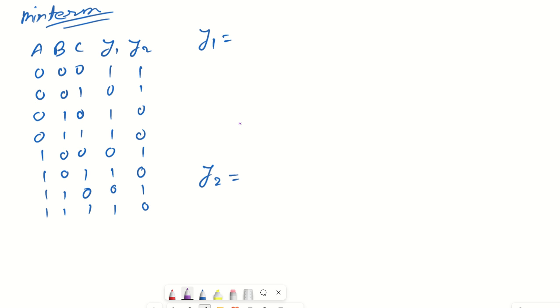Can you see that it can be considered as decimal values, let's say 0, 1, 2, 3, 4, 5, 6, 7. Wherever you see 1 in the expression, that term can be written as a min term, right? So I can write y1 as the summation of min terms of 0, 2, 3, 5, 7.